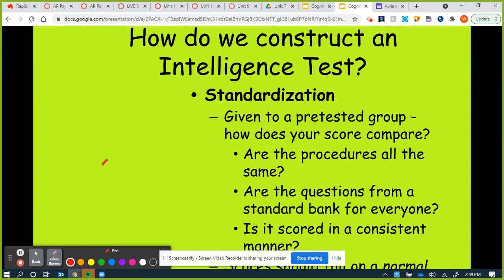Standardization: for a test to be standardized, what that means is that everybody is being given the exact same thing, and everybody has the exact same procedures for the administration of the test. So to standardize, they do a pre-test with a group, and then they compare scores of the people taking the test to the pre-tested group.